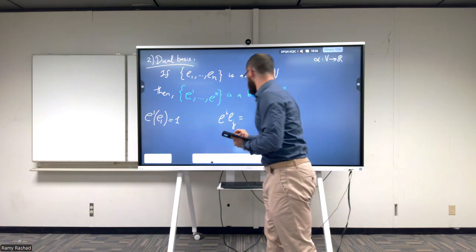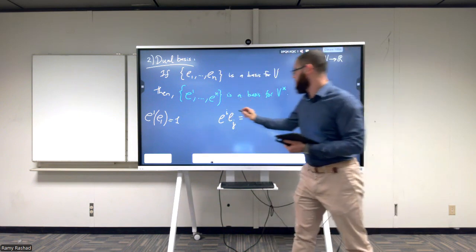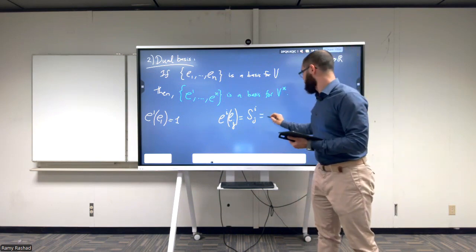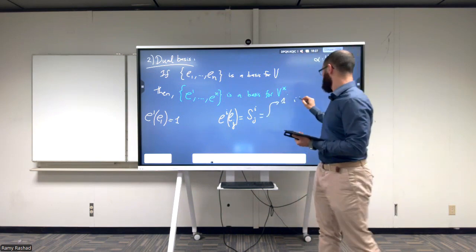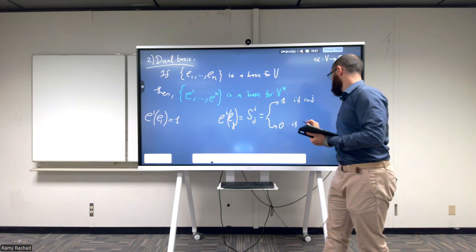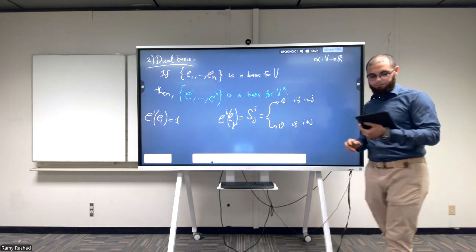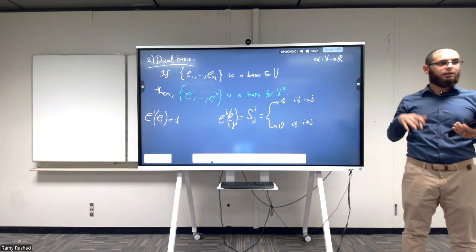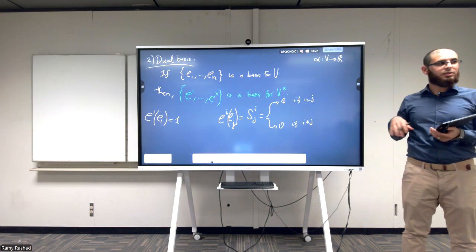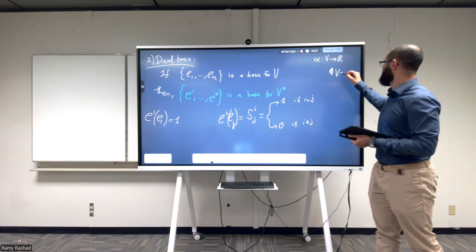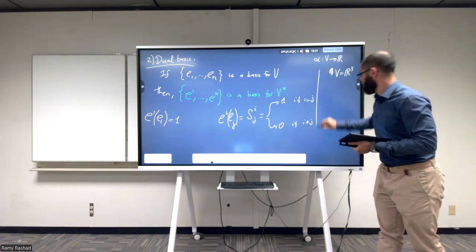By writing this E^i_j, the pairing between these two is equal to the Dirac delta function, which is equal to 1 if i is equal to j, and 0 if i is not equal to j. Just to satisfy your eagerness to think in terms of linear algebra, let's take R^3 for example.